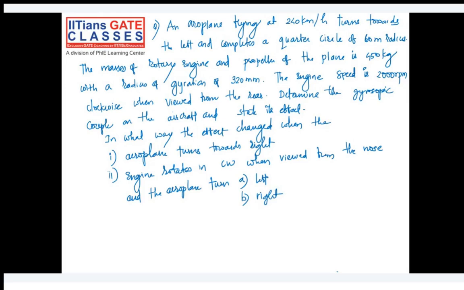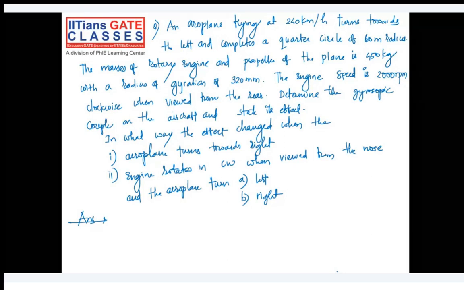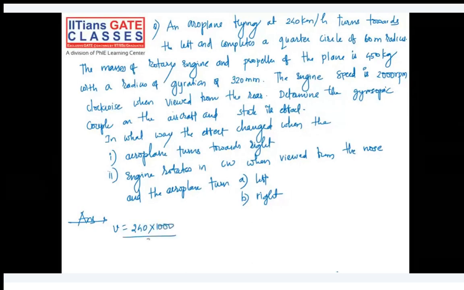I'll explain once again what is given and what is expected here. The aeroplane is flying at 240 kilometer per hour. So they have given the speed of the aeroplane here. Velocity is given as 240 kilometer per hour. So 240 into 1000 divided by 3600, or 5 by 18 if you do the same thing, will give you the velocity in meters per second, 66.67 meters per second. So this is the first thing given to you.